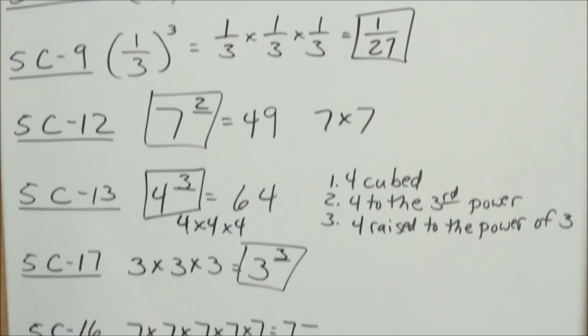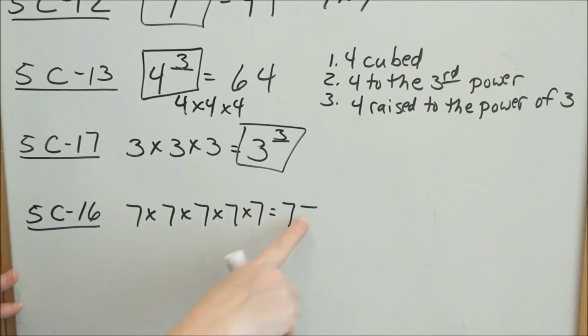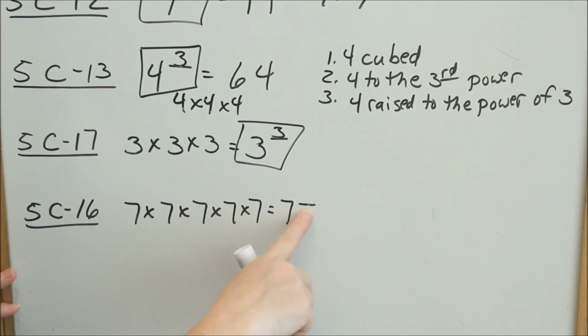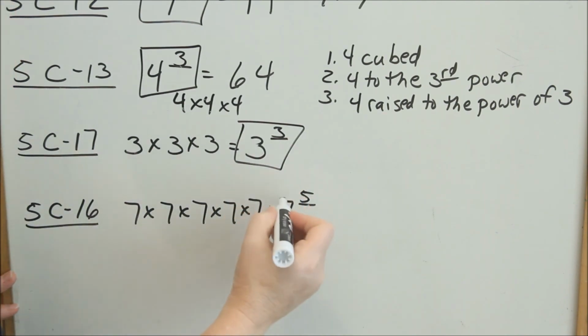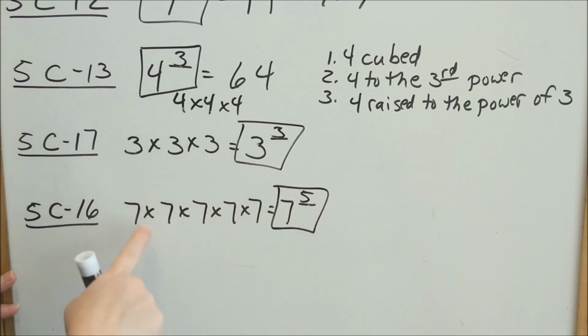Look at 5C16. They're asking, what is the exponent right there? Well, how many times is 7 written? 1, 2, 3, 4, 5. It's multiplied by itself 5 times, so that would be 7 to the 5th power. 7 to the 5th means 7 times 7 times 7 times 7 times 7.